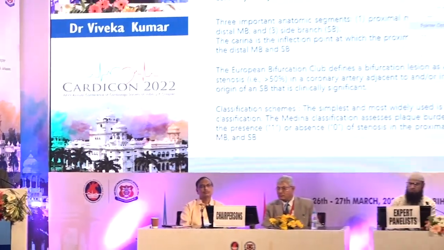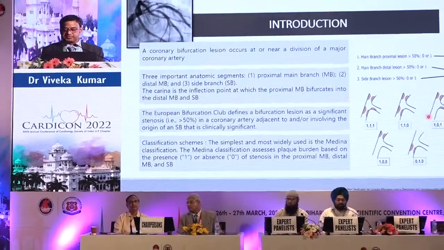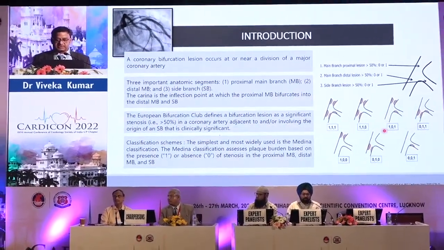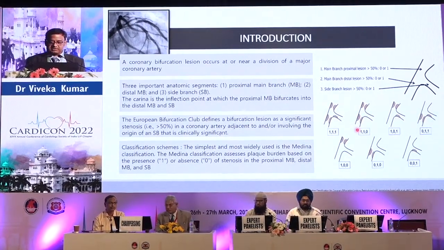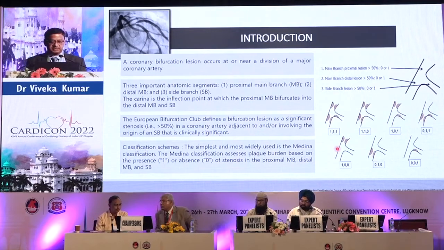If you look at the intervention, definitely the bifurcation is considered to be one of the difficult subsets, and more often than not, one of the complications on the table would be because the side branch got occluded. A coronary bifurcation lesion is at or near a division of major coronary arteries, and from the data we have seen that many classifications have come up, but the simplest and most practical of the lot is the Medina, where the plaque is maximum and where the plaque distribution is, that is the prime determinant of outcome.